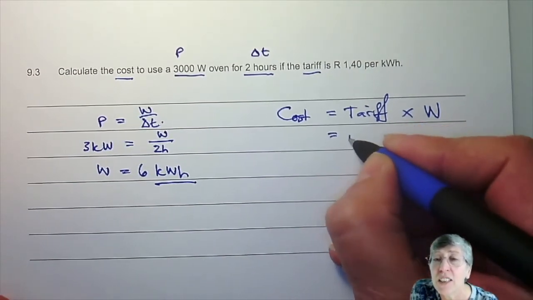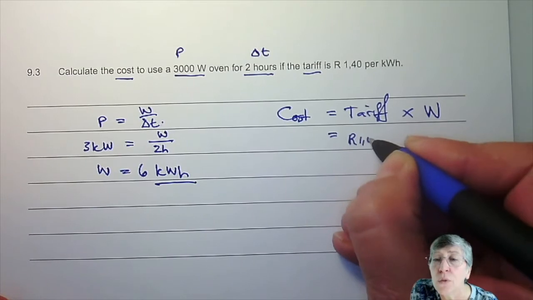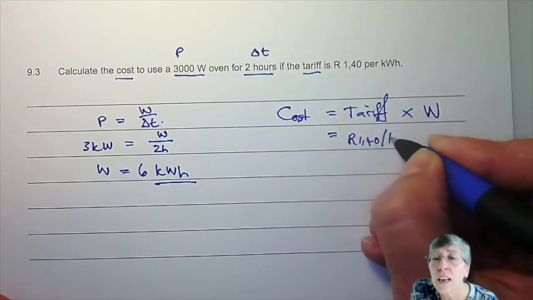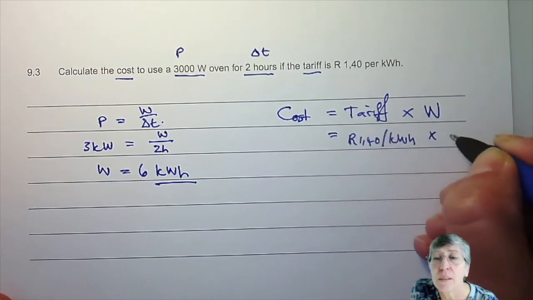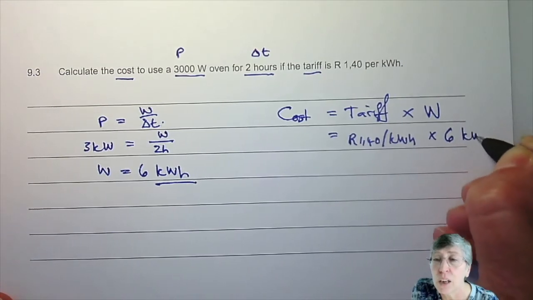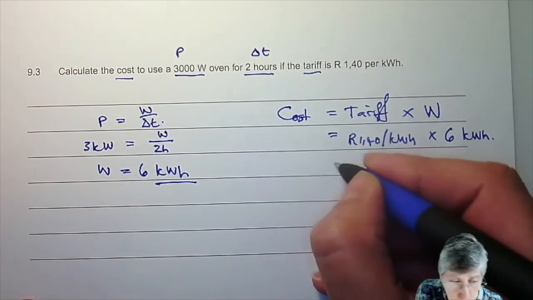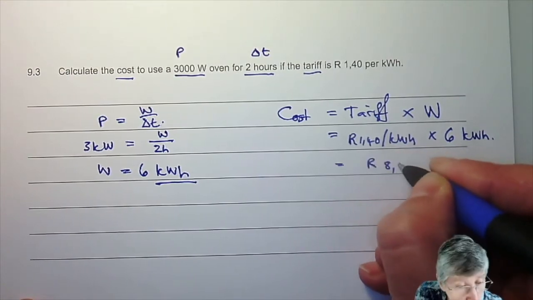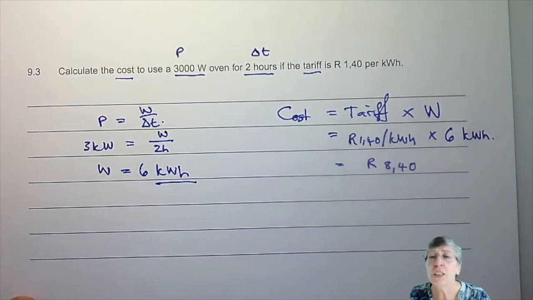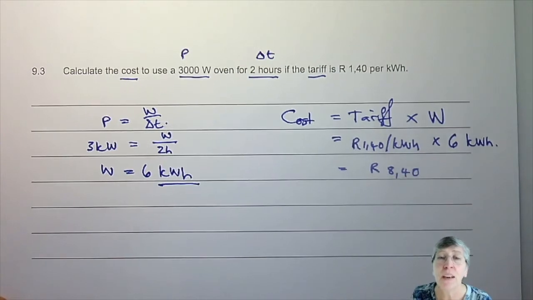Then you will say the tariff is 1 rand 40 per kilowatt hour, and I times 6 kilowatt hours used, and then you end up with 8 rand 40. Which doesn't sound much, but remember, you've got a lot of different things in your house, all of them using energy, so it's adding and adding and adding to your bill.